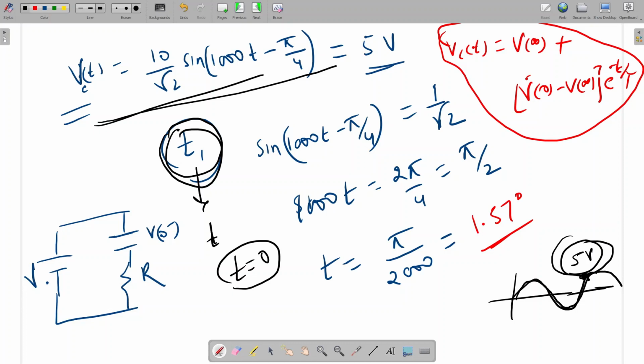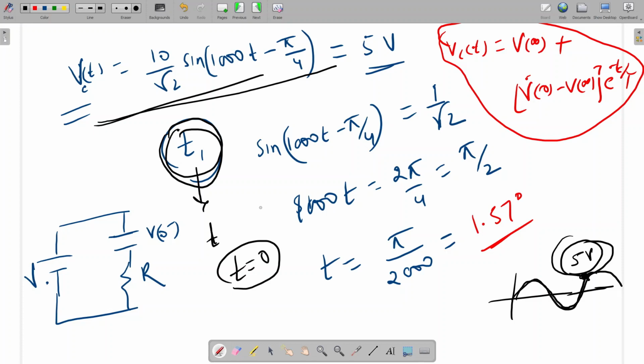Yes, sir, it should be clear. Like it is asked indirectly. At that point, when it will reach 5 volt, that should be considered as the initial condition, because the capacitor voltage at t is equal to 0 minus is not constant. It is variable. So at what time it will be switched, that time voltage will be considered as the t is equal to 0 minus voltage. Is it clear?